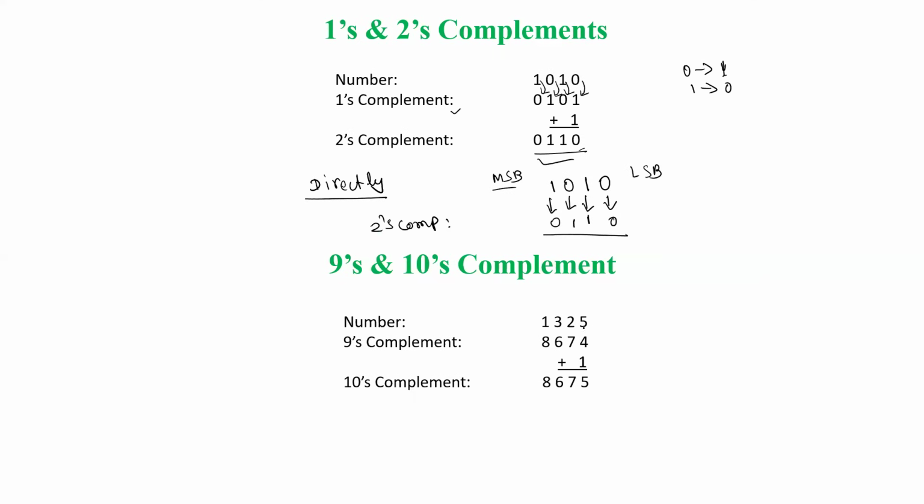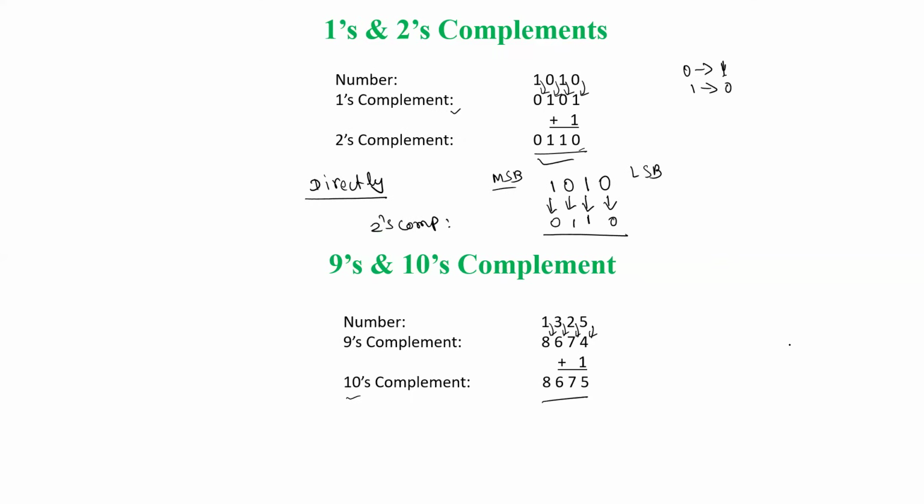And for the 9's complement, one more example. If you have 1, 3, 2, 5, we subtract each digit from 9 to obtain the 9's complement. So 9 minus 5, 4. 9 minus 2, 7. 9 minus 3, 6. 9 minus 1, 8. And to obtain the 10's complement, you have to add 1. So 4 plus 1, 5, 7, 6, 8.